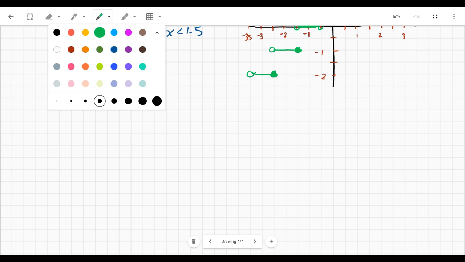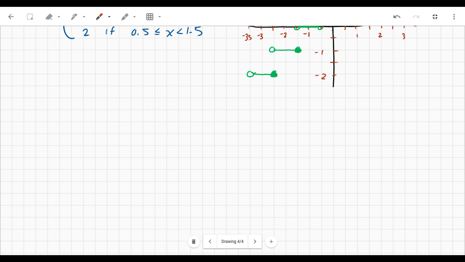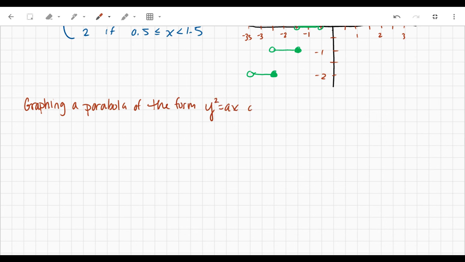Our next topic is going to be graphing a parabola of the form y squared equals ax or x squared equals ay.